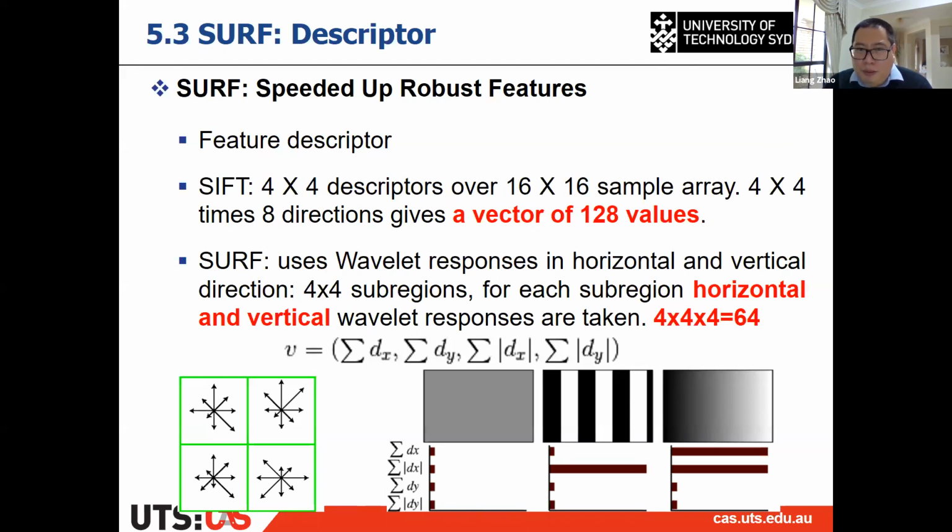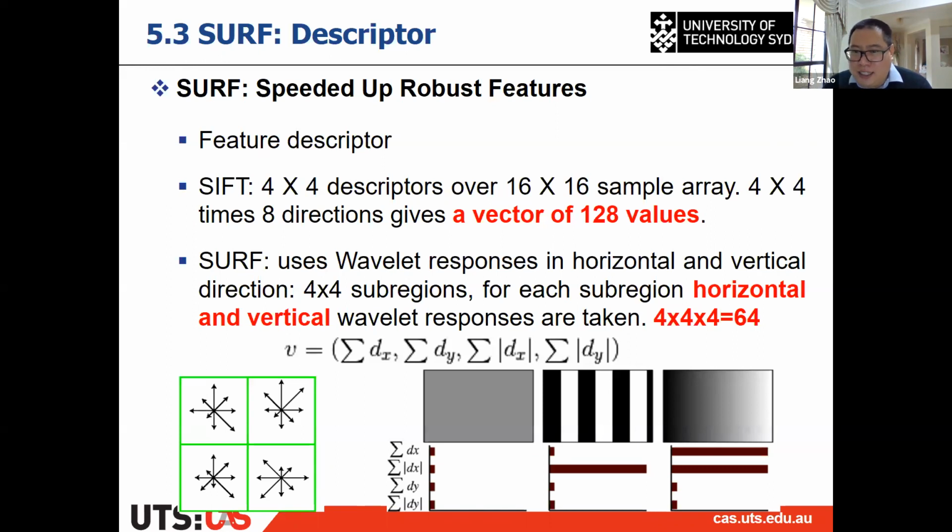If you remember what we introduced for the SIFT descriptor, it uses a 16 by 16 pixel area divided into 4 by 4 blocks. Then it calculates the histogram of the gradient with respect to 8 directions, which gives a 4 by 4 by 8 vector. That is the SIFT descriptor. It's 128 values for each SIFT feature descriptor, right?